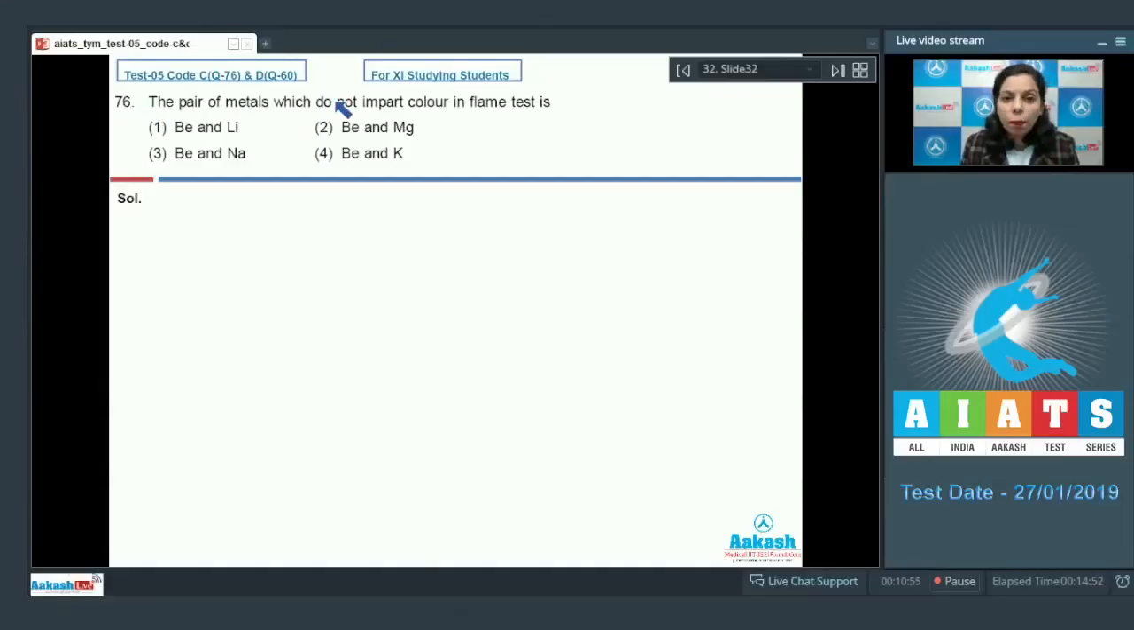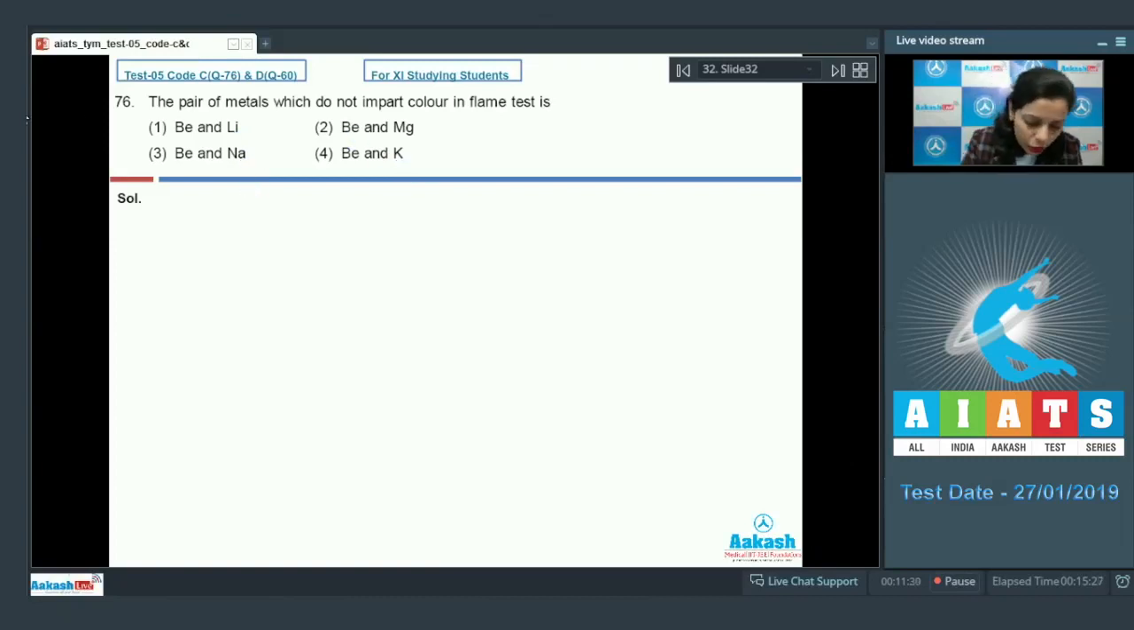Question number 76. The pair of metals which do not impart color in flame test is. Just remember that alkali metals always impart color to the oxidized flame. They show flame test. If we talk about beryllium and magnesium, given in option 2, both will not show flame test because they have small size as well as high nuclear charge. While lithium can impart color in flame test, sodium can also, potassium can also.